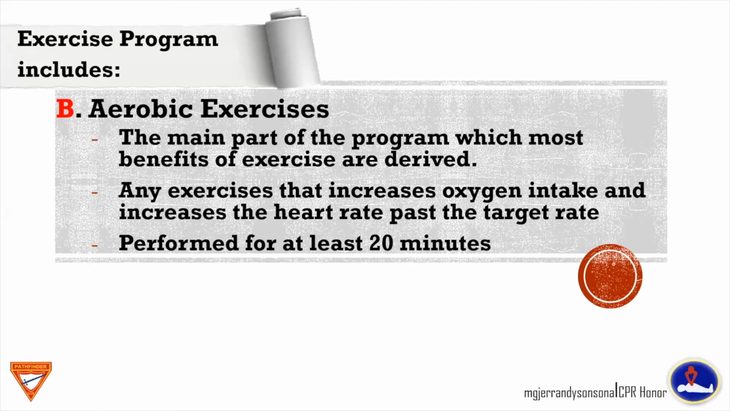It is any exercise that increases oxygen intake and increases the heart rate past the target rate. What kinds of exercises can increase the oxygen intake? Jogging or simply running, brisk walking, biking. You will tend to breathe faster, so that you have increased oxygen intake in your body. This will be performed for at least 20 minutes. Warming up is 10 minutes, then the main part of the program is 20 minutes, which is your aerobic exercise.